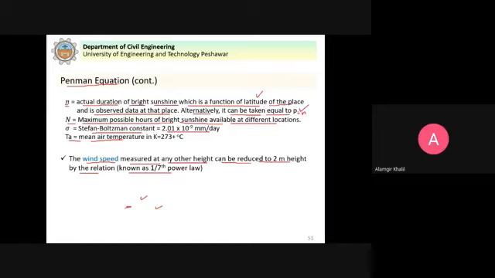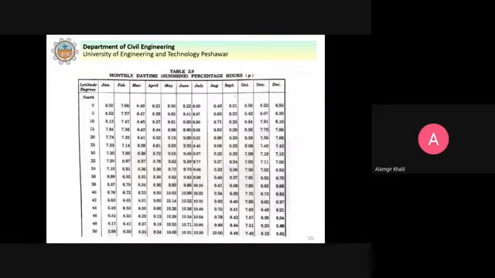Alternatively, if it is not given, it can be taken as equal to P. So in table 3.9, this can be taken as equal to small n. So we have the latitude and the months for any specific location on the surface of Earth. We can pick the value of small n from here.